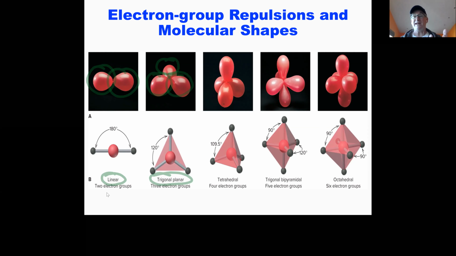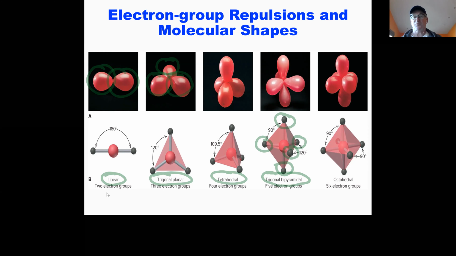Then we get introduced to 3-dimensional shapes when we get to 4 regions of electron density. We have tetrahedral, when there's 4 groups around the central atom. When there's 5 groups, we have this shape here, which is basically 2 tents on top of each other. With 5 groups, we have these 2 on the top. Remember, we called those axial, that are above and below. And then we have these 3 that go around the outside. We call those equatorial. They go around the middle.